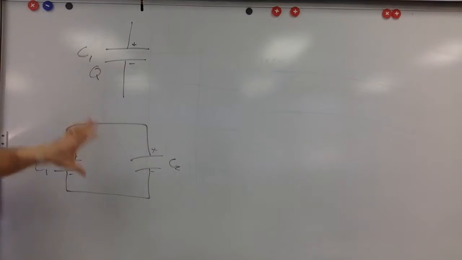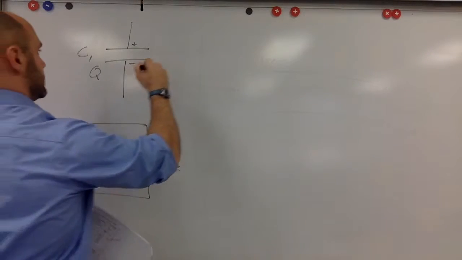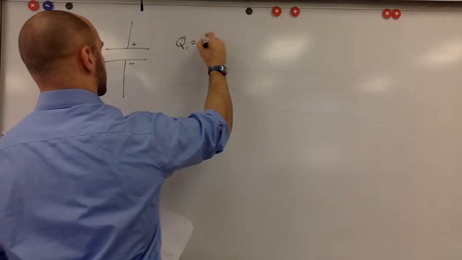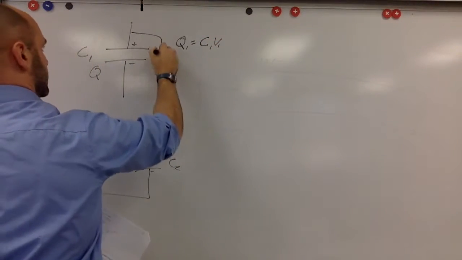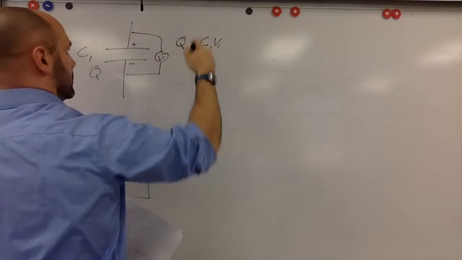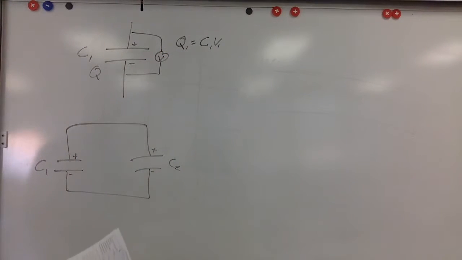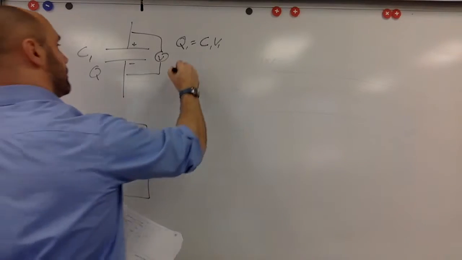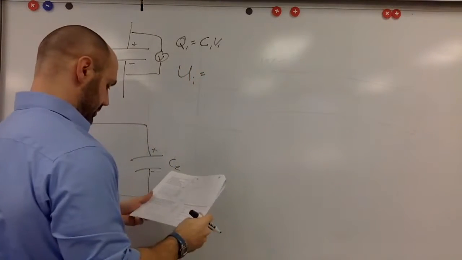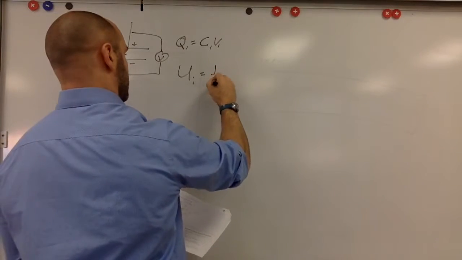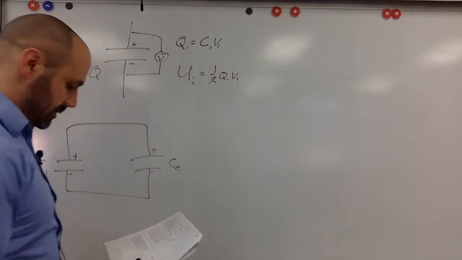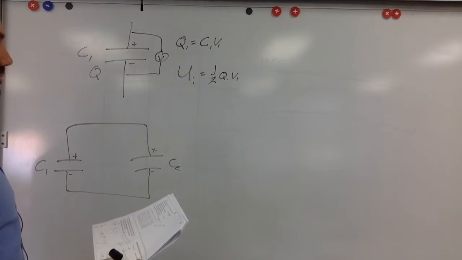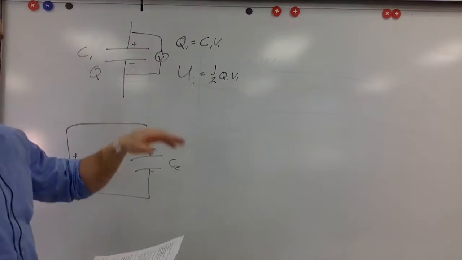So here it is initially, here it is finally. And so this Q1 is equal to C1 V1. If we connect a voltmeter here, whatever we read there will be the stored charge. And so then U1 initial is going to be 1/2 Q1 V1. But we want to get this in terms of Q and C because the voltage is going to be changing from one situation to the next.